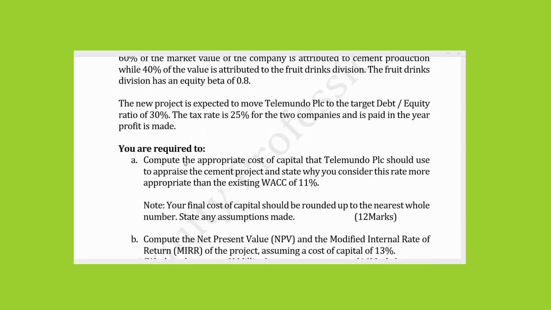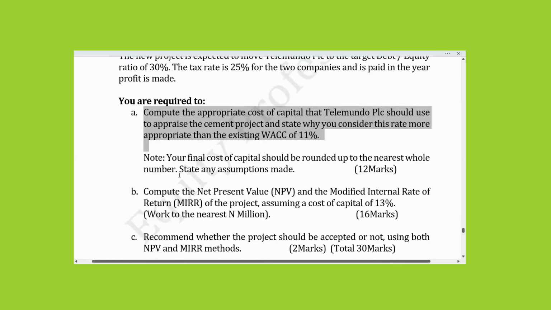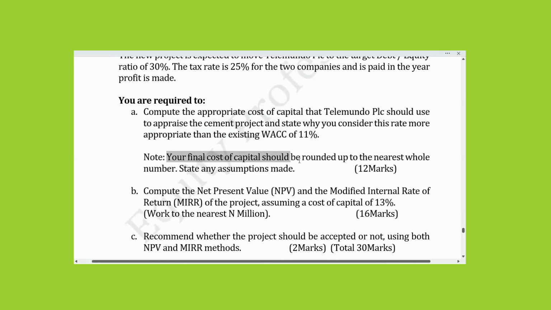So the first thing you are going to do is to go to the requirements and check what the examiner is asking me to do in this question. When you look at requirement number A, you have to compute the appropriate cost of capital that Telemundo PLC should use to appraise the cement project, and state why you consider this rate more appropriate than the existing WACC of 11%. So the examiner is asking me to calculate WACC. Note: your final cost of capital should be rounded up to the nearest whole number. State any assumption made.